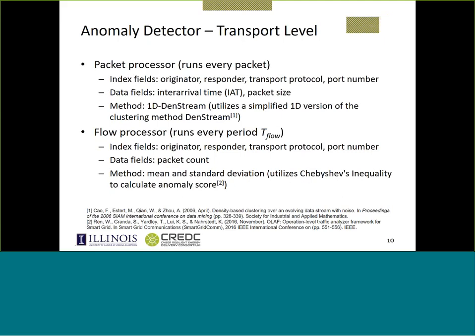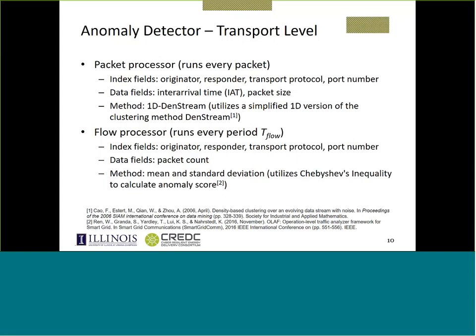So let me now introduce the detailed design of the transport level anomaly detector. The parser is very straightforward, so I'll just ignore it. There are two processors in the transport level anomaly detector. One is the packet processor, which runs for every packet it receives. And there's also a flow processor which runs for every period T flow.